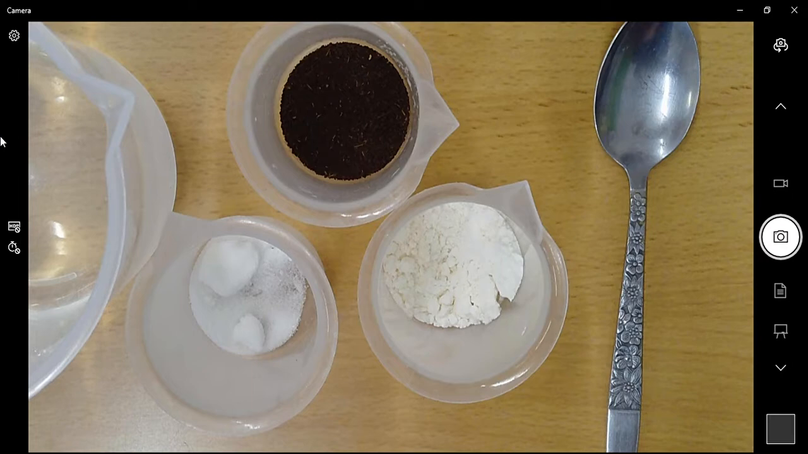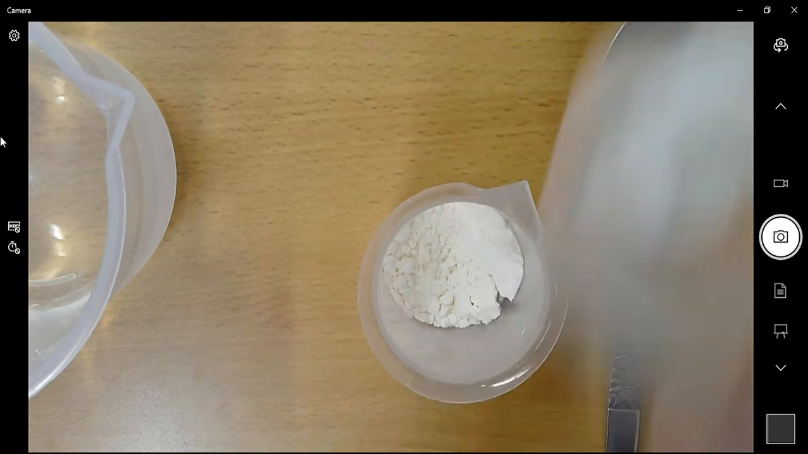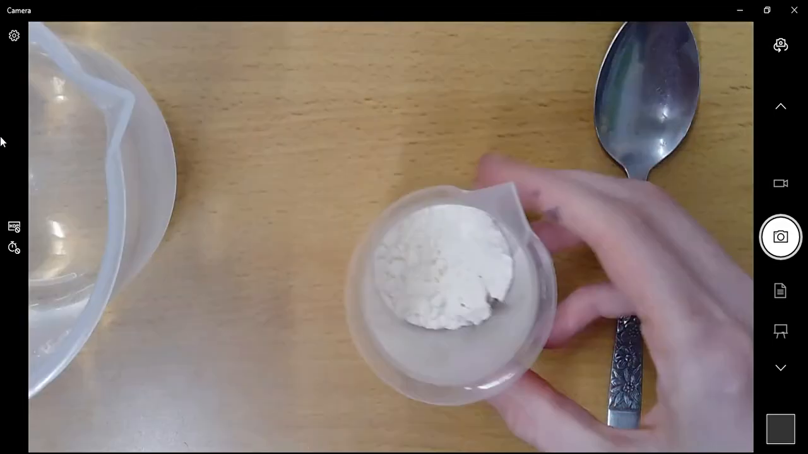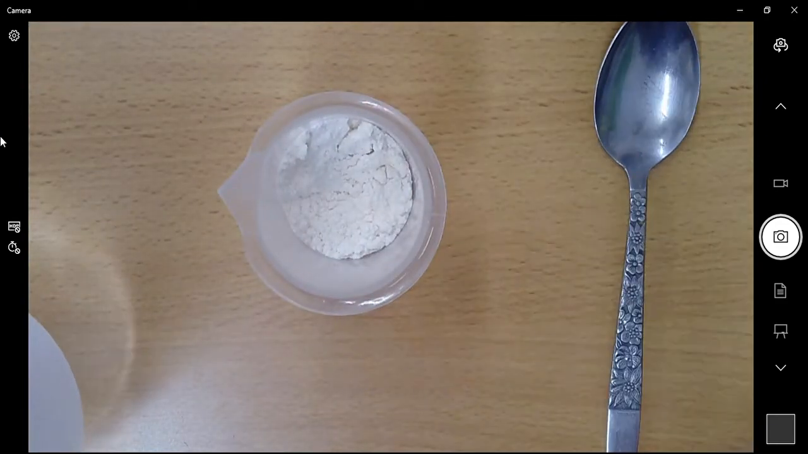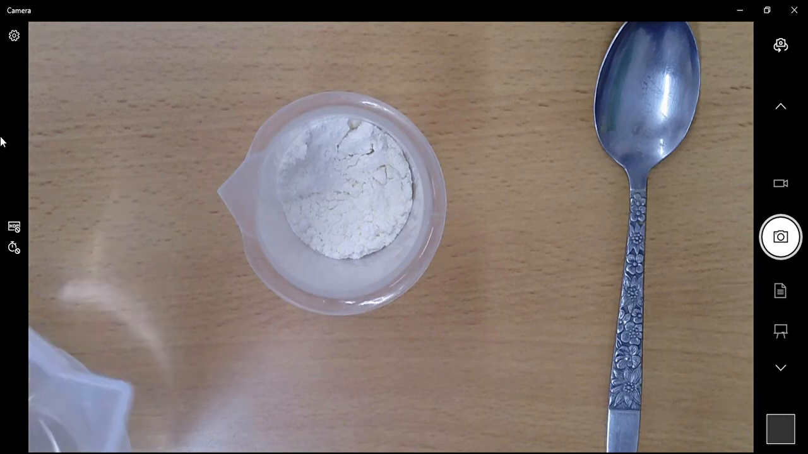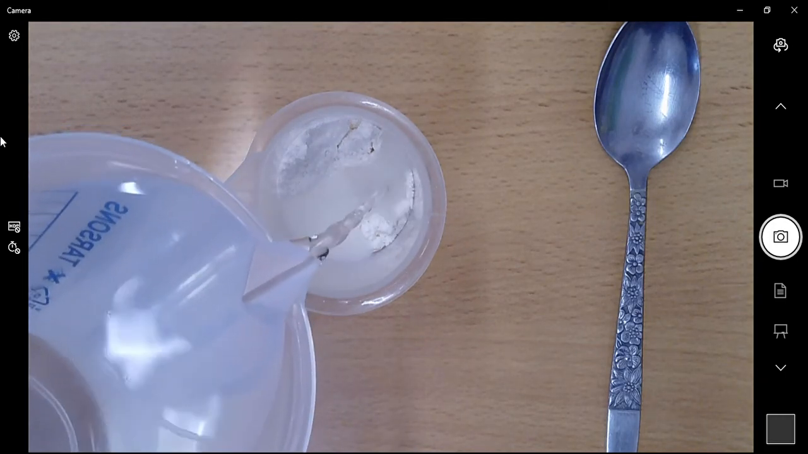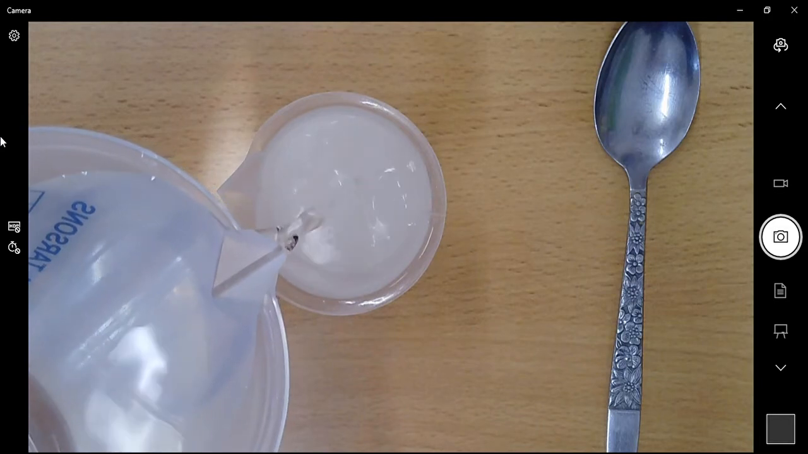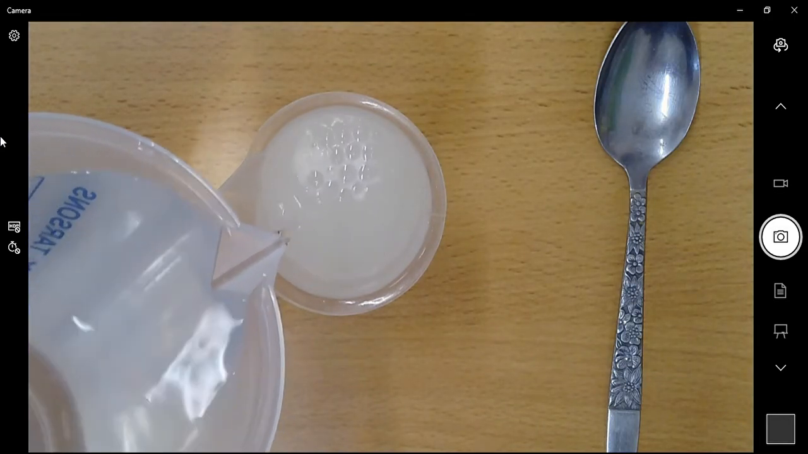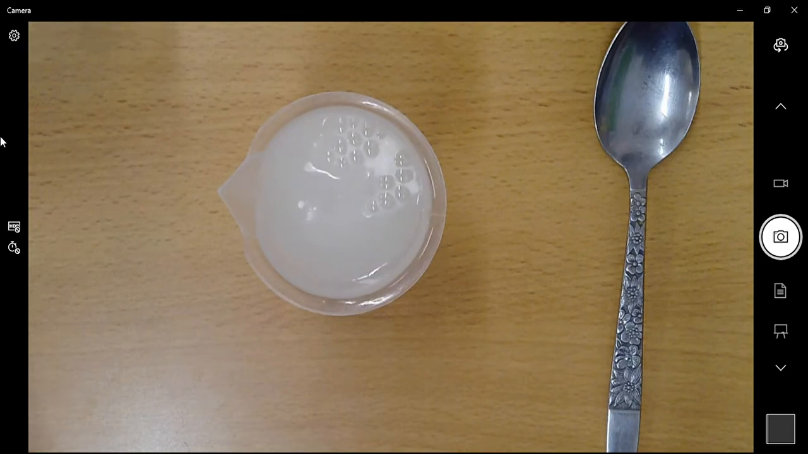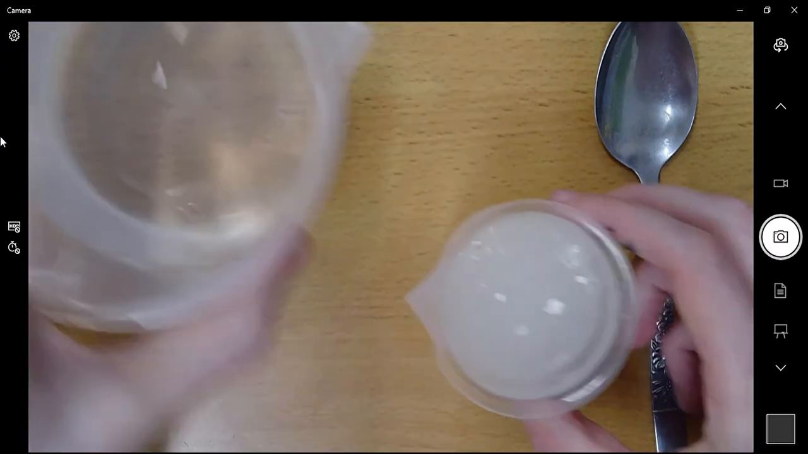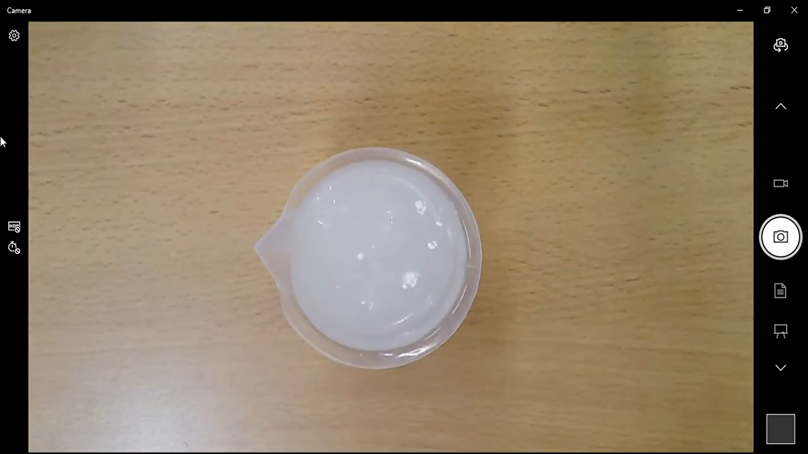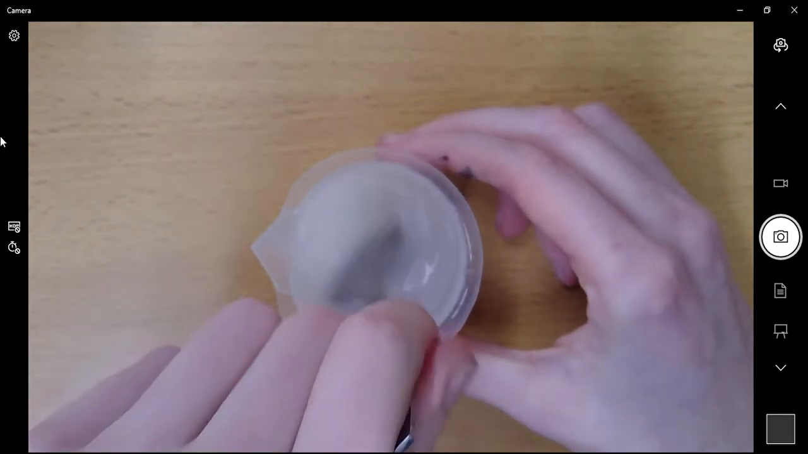So the first one we're going to do is flour, as that was the first one on my sheet. So I'll just move the tea and sugar away, get my flour, and I'm going to pour some water in. We're going to have the same amount of water in each cup just to make it as fair a test as possible. So in it goes. Now you can see this is transparent, that's see-through water. Just need to look at the difference to make sure we know if it's soluble or insoluble. I'm going to give it a quick mix around.